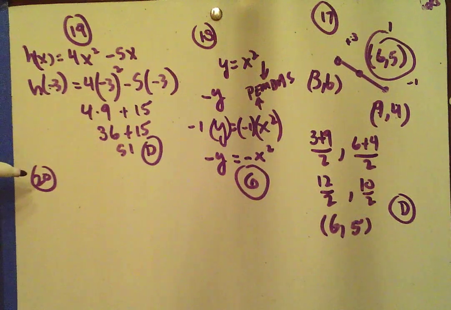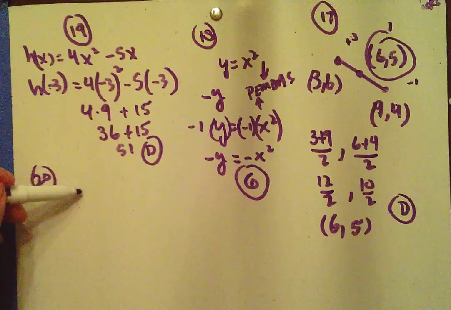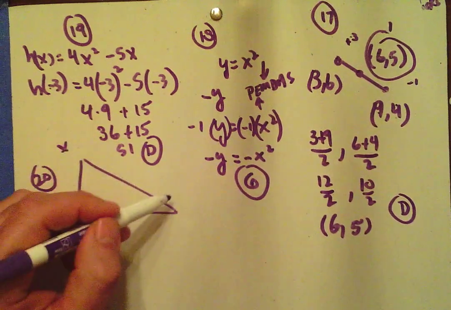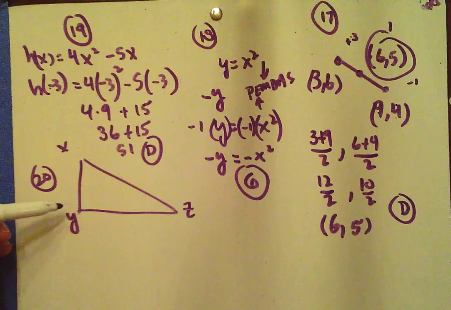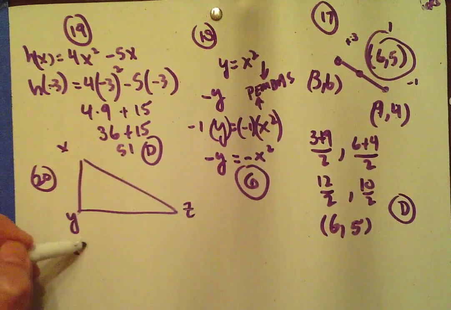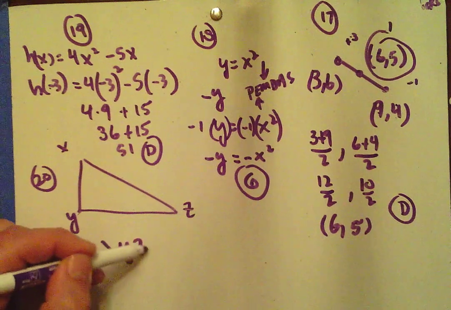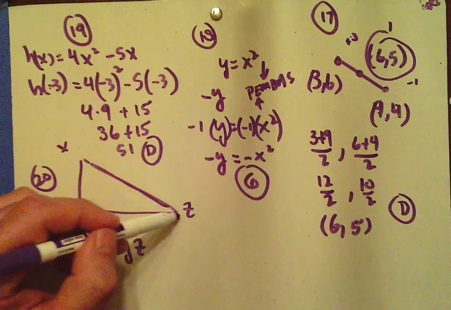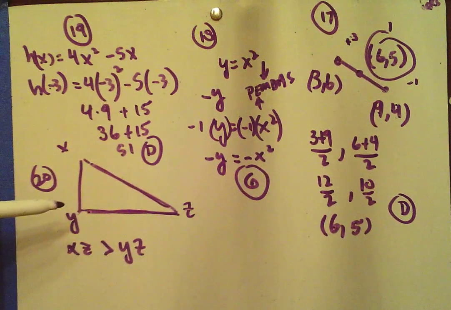20. We've got a triangle where side xz is longer than yz. I think I need to label this x, z, y. xz is longer than yz. So we know that this segment length is longer than this segment length. Which of the following statements are true? The measure of angle x is always less than the measure of angle y.